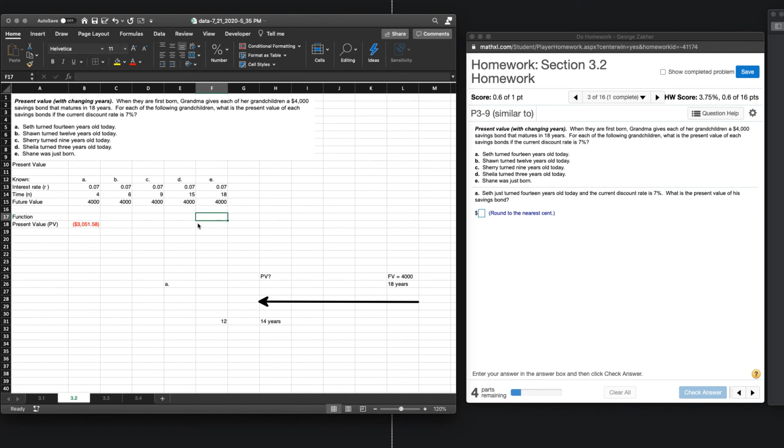Now if we use our autofill, that's a good sign. We can see that the money has been discounted, which makes sense because money moving backwards should be decreasing.